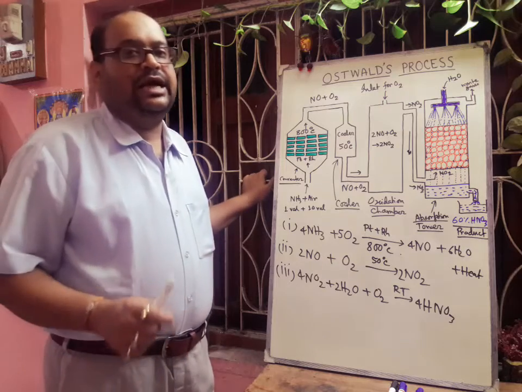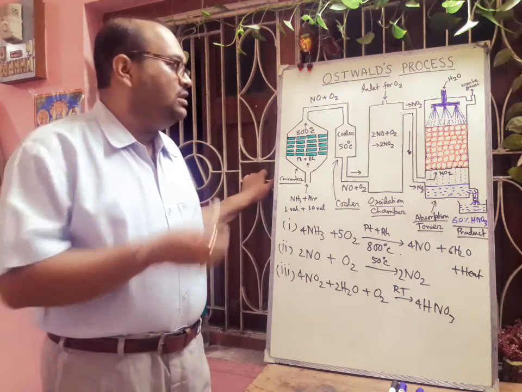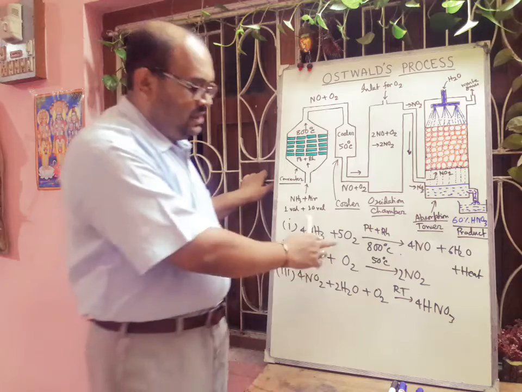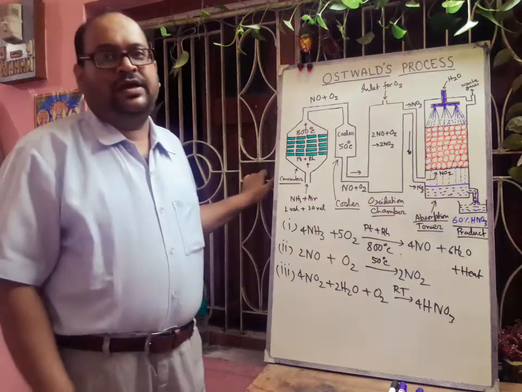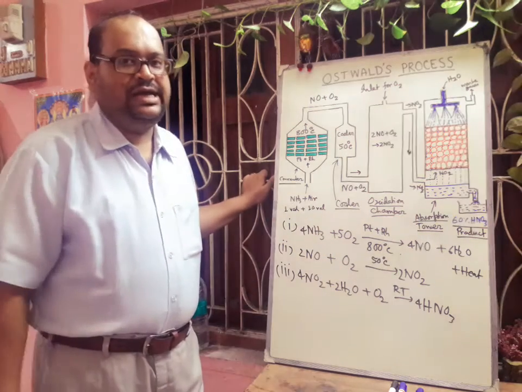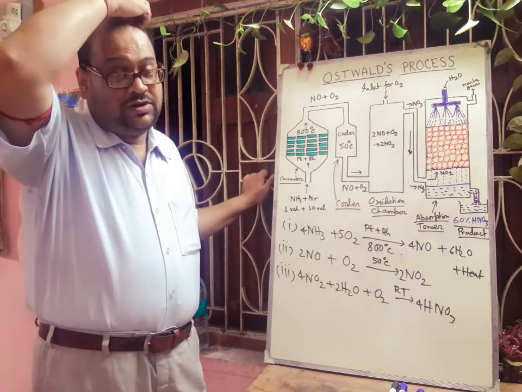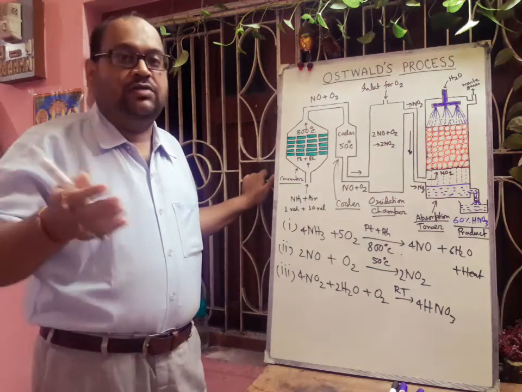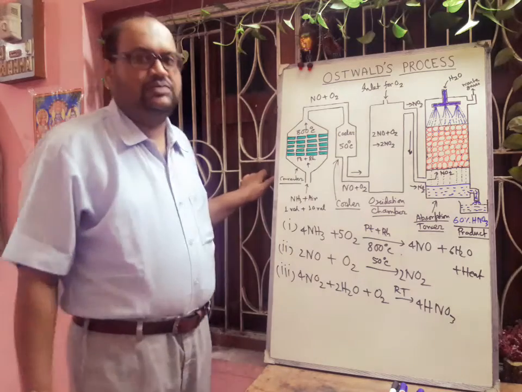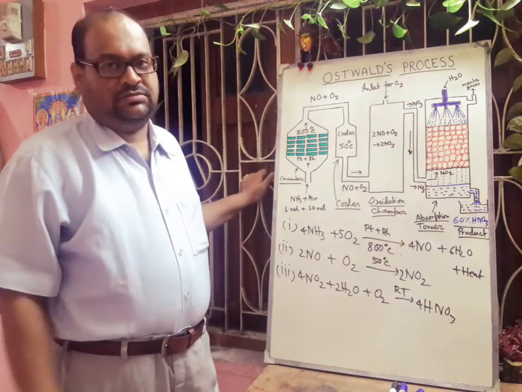Another precaution is that we are using excess air. Why? Because all three reactions happen in presence of oxygen, and these reactions are also reversible. That is why air should be taken in excess, because we know that air has only 21% oxygen. So if we take excess oxygen, it will favor the forward reaction.